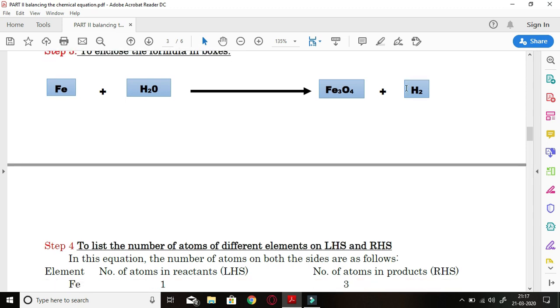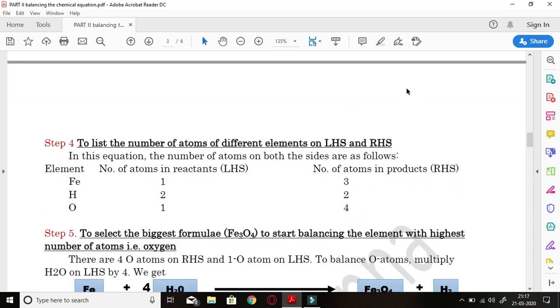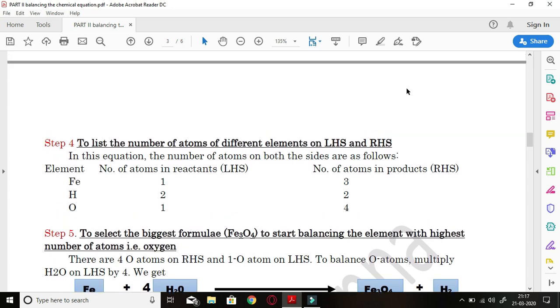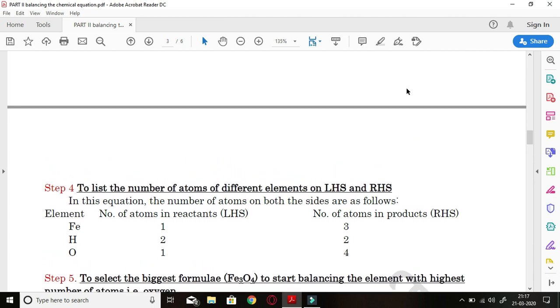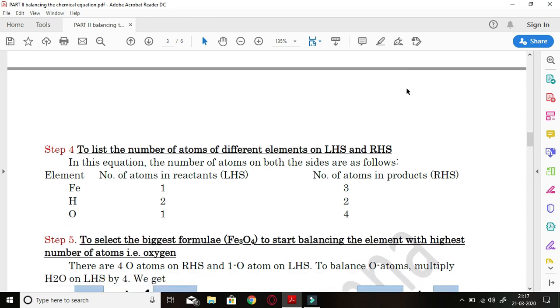Now then we will follow step number 4. Fourth step, to list the number of atoms of different elements on left hand and right hand side. Let us see it once again. Now for iron it is 1 on the reactant side and 3 on the product side. Hydrogen is 2 and 2. Oxygen is 1 and 4, left and right hand side respectively.